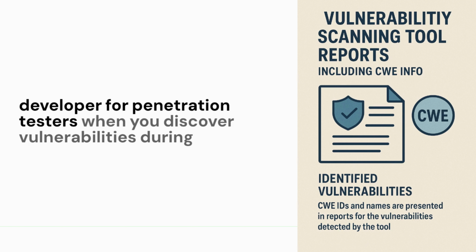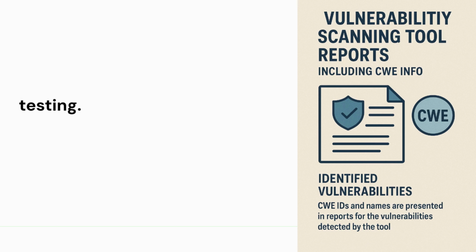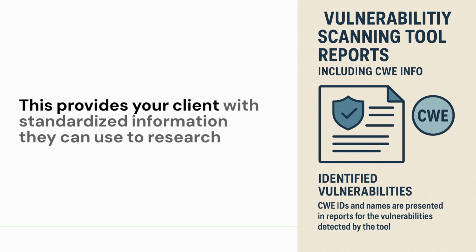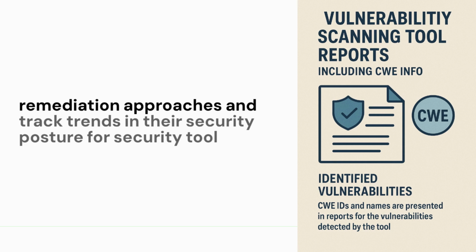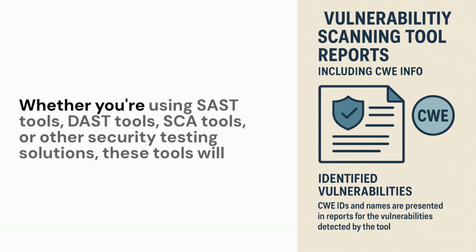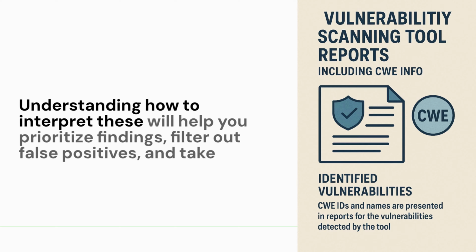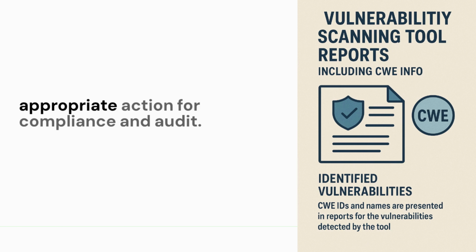For penetration testers, when you discover vulnerabilities during testing, reference the appropriate CWE in your reports. This provides your client with standardized information they could use to research remediation approaches and track trends in their security posture. For security tool users, whether you're using SAST tools, DAST tools, SCA tools, or other security testing solutions, these tools will output CWE identifiers. Understanding how to interpret these will help you prioritize findings, filter out false positives, and take appropriate action.